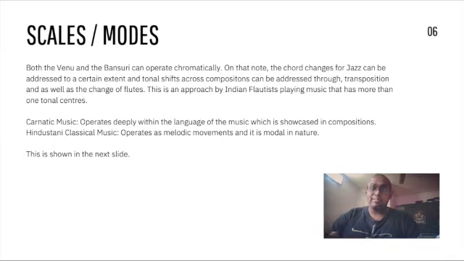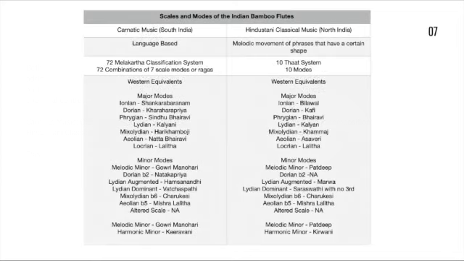So just bear in mind that we can operate chromatically, unlike some of the Asian music systems, which are pentatonically oriented. I've shown that on this slide, on page 7. So there are the differences between the Carnatic and the Hindustani. You can see it off the slide.